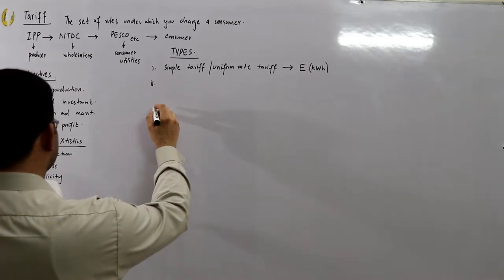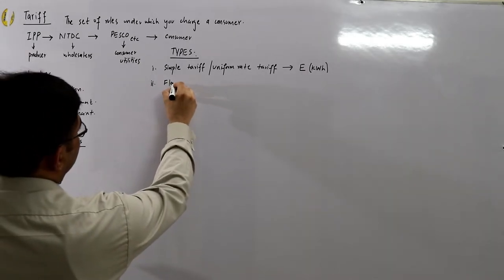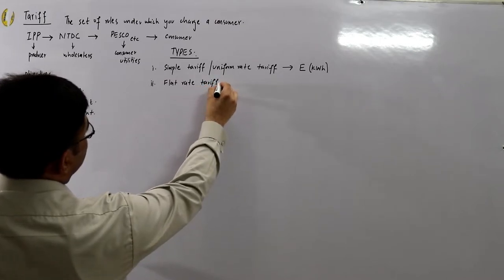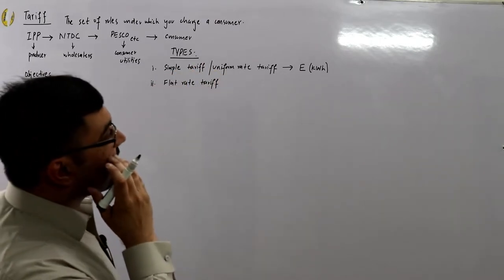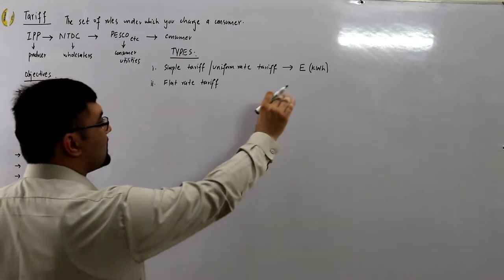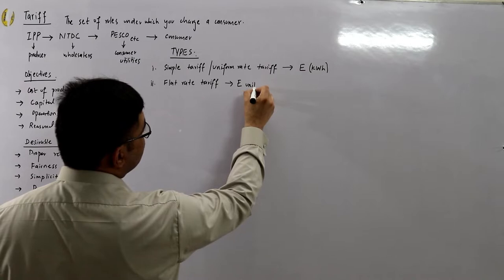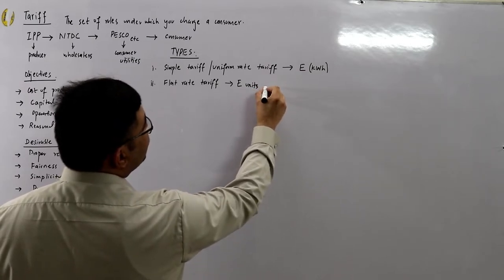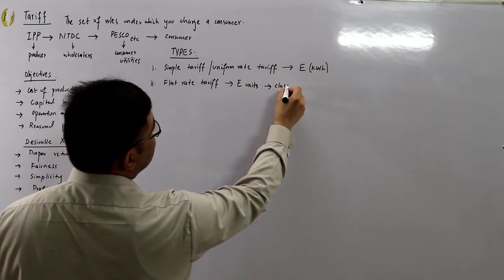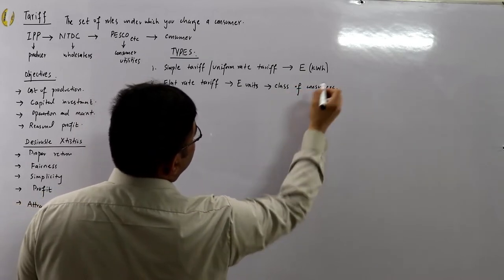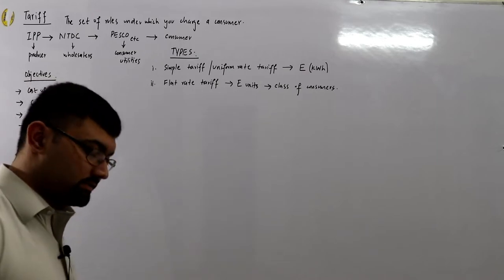The second one is a flat rate tariff. In this, you are again charged on the basis of the electrical energy units that you have consumed, but the rate is different for different classes of consumers.